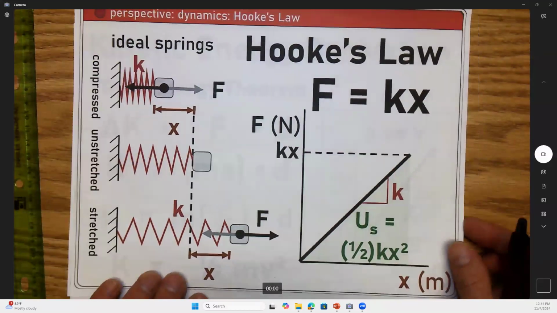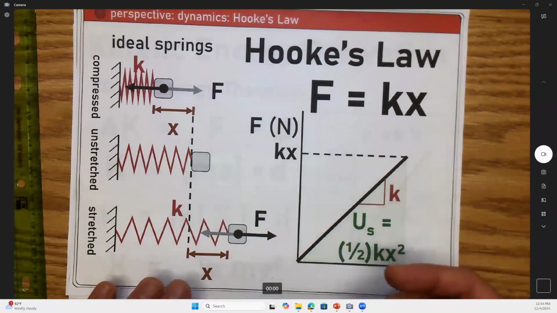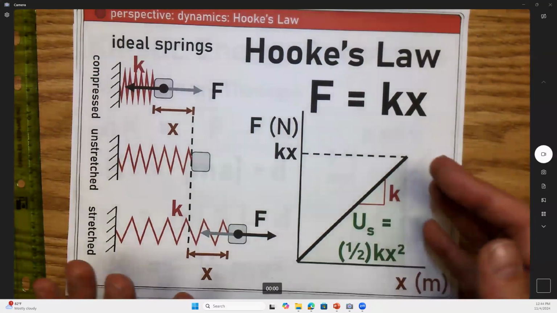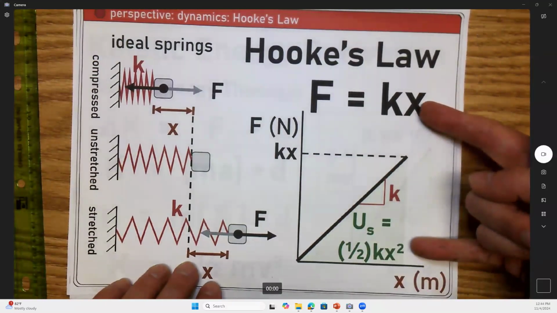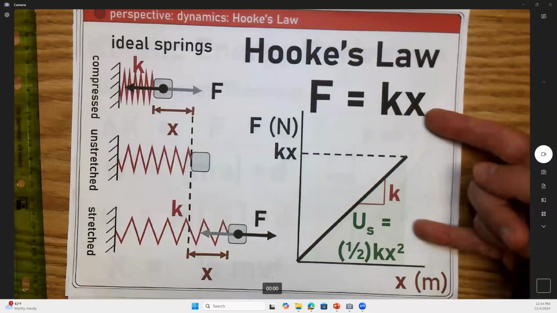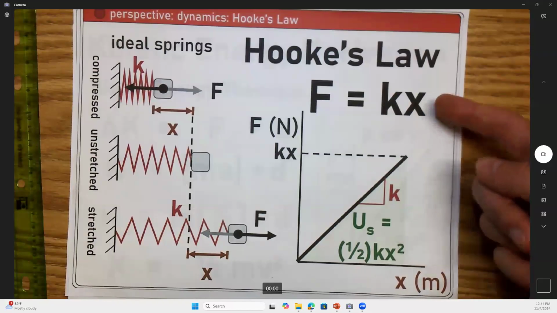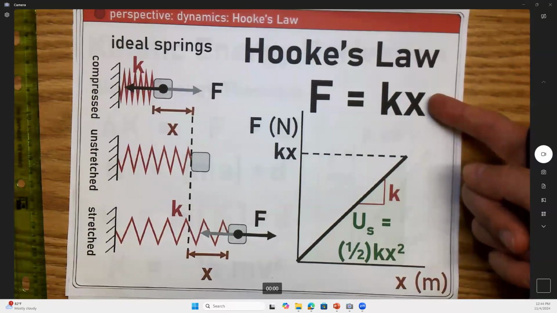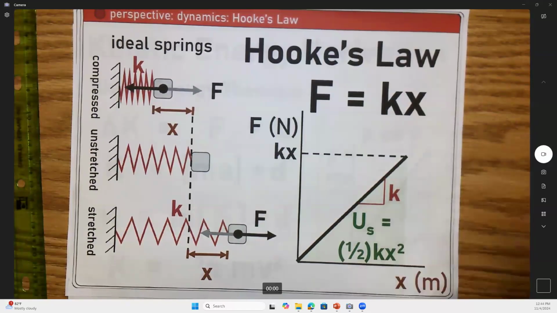At this point in the class, you now have two different formulas for springs. Students mix these up all the time, but they're totally different things. One is force and one is energy. The force it takes to compress a spring is kx. That's Hooke's law. The energy stored in that compressed spring is 1/2 kx squared. Force is measured in newtons. Energy is measured in joules. Totally different concepts.